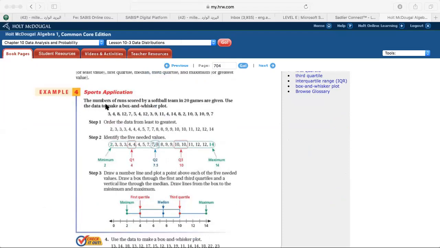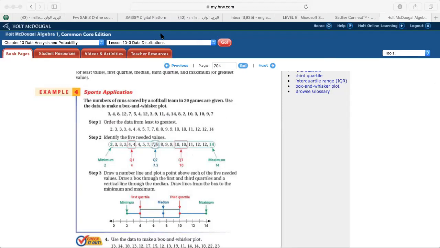Okay, the numbers of runs scored by a softball team in 20 games are given. Use the data to make a box and whisker plot. So I have all the numbers here. So what is the first step? Order the data from least to greatest. It is the first step that I have to do in all cases, to order the numbers from least to greatest.